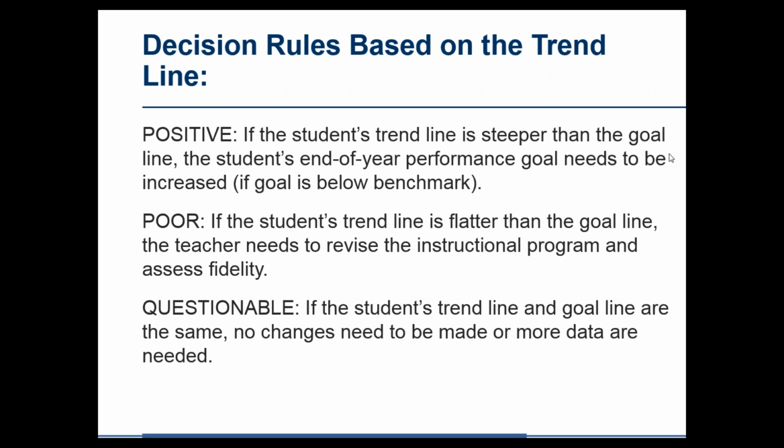If the student's trend line is flatter than the goal line, then the teacher may consider revising the instructional program and ensuring fidelity of implementation. If the data is questionable, meaning the student trend line aligns with the goal line and they are the same, then there's nothing the team needs to do now but to continue progress monitoring.